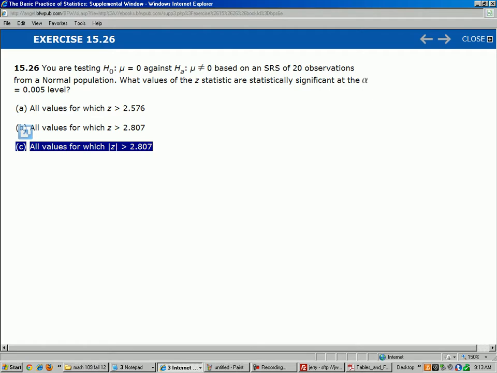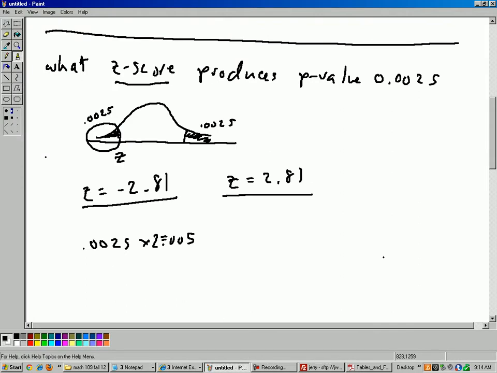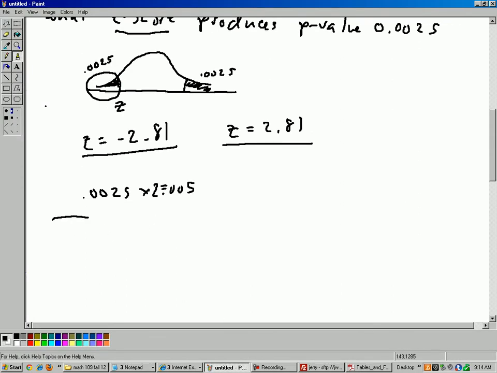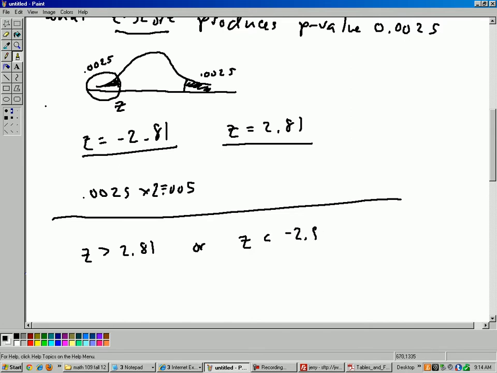And in general, this is a handy trick with two-tailed problems. Let's start from the beginning here. If you want z to be greater than 2.81, or you want z to be less than negative 2.81, because it's a two-tailed test, that means less than negative 2.81 or greater than 2.81. You can combine that together into one handy little phrase: the absolute value of z must be greater than 2.81. So option C is the answer.